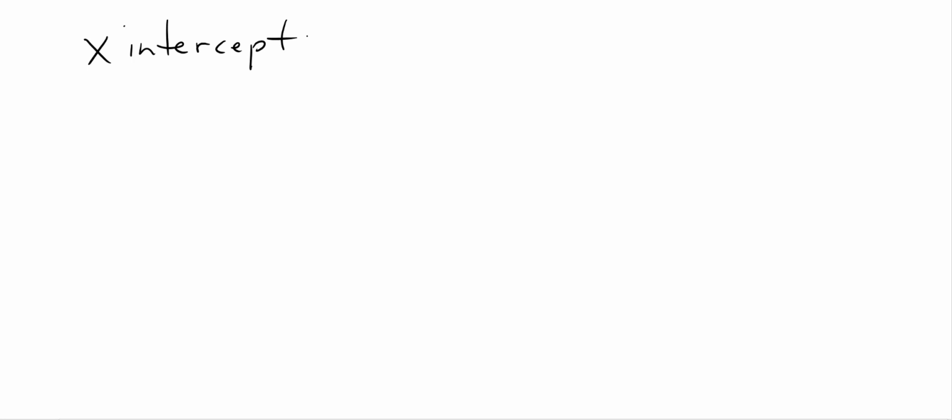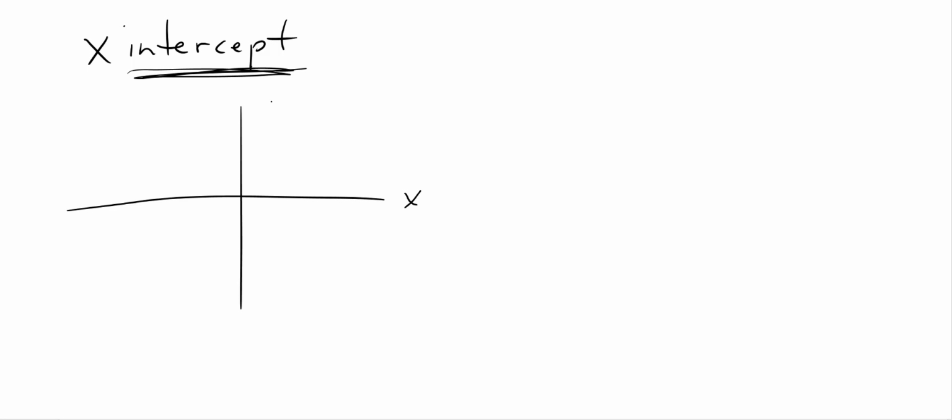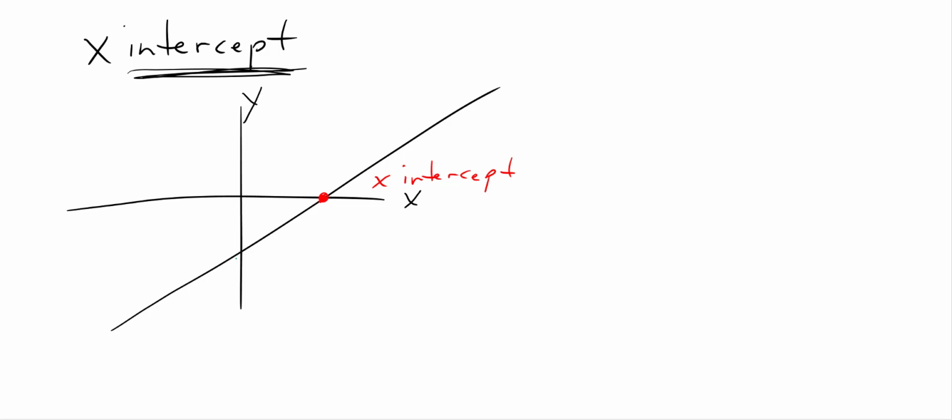Think about when I use the word intercept, that means it crosses. So if I draw my xy axis, remember this is x and this is y. If it crosses it like this point right here, it's called an x-intercept, because it's crossing the x-axis. This is called the y-intercept, because it's crossing the y-axis.